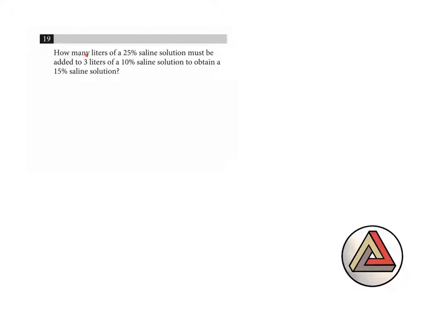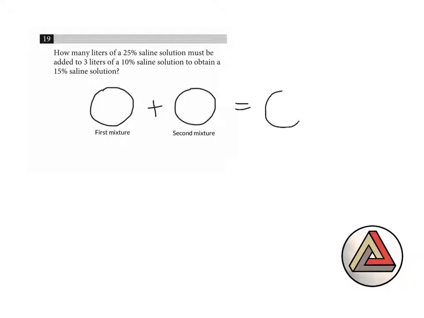But anyway, how many liters of a 25% saline solution must be added to 3 liters of a 10% saline solution to obtain a 15% saline solution? So honestly, that's going to be confusing as heck if you don't know what to do. So here's the bottom line. The truth of the matter is the first mixture, plus the second mixture, equals the total mixture.